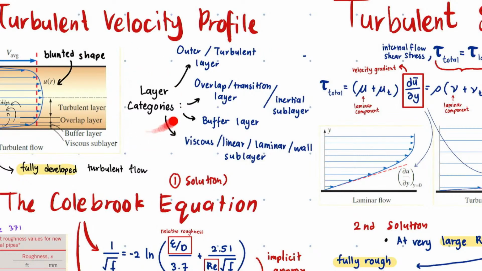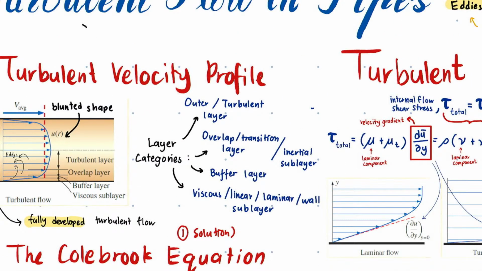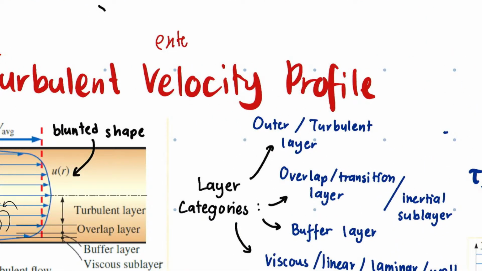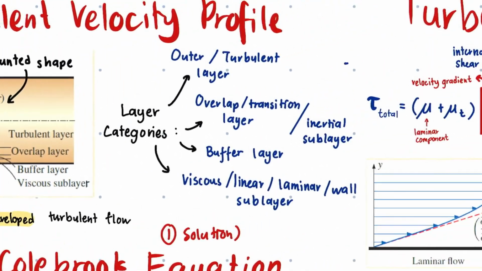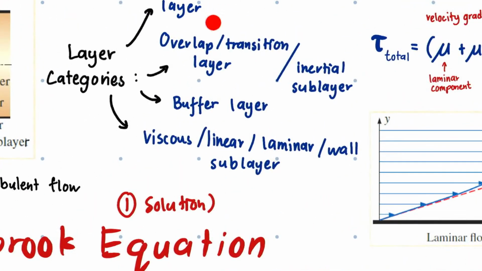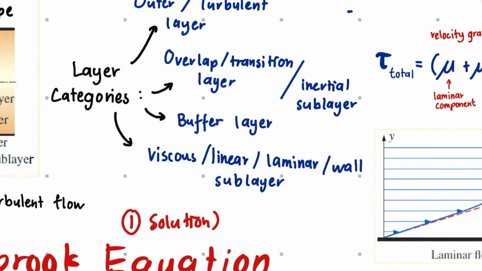We will also touch on this in the external flow. External flow also has this, it's the same. It also has this layer. We will find out later. So these are all the names that they come up with. I don't know why there are so many.